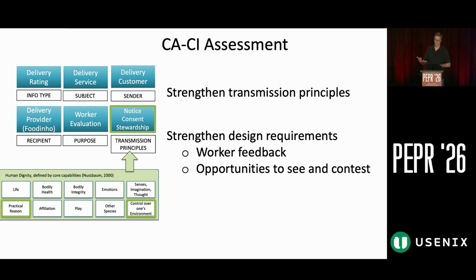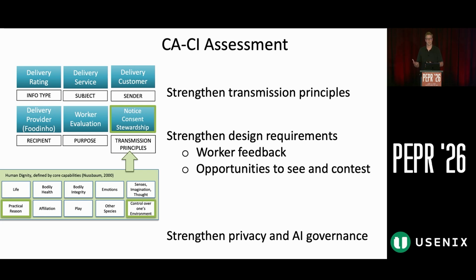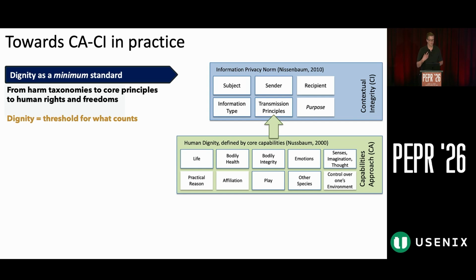And at the same time, we can also give them an opportunity to contest certain decisions that are being made based on the ratings or challenge a bad rating, but they can only do that if these systems are visible to them. And so this integrated framework we've developed can help strengthen both privacy and AI governance, both for AI systems, but also for other technical systems, by focusing on human dignity as a minimum standard.